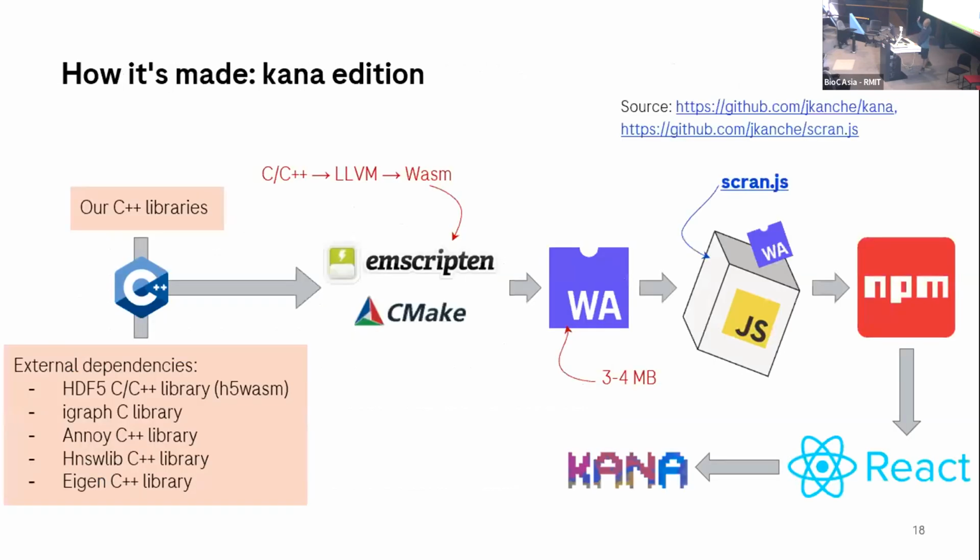Okay, anyway, once we have our C++ libraries, we can start to think about making a WebAssembly binary. How we do it is we use the Emscripten toolchain, which takes C++ code and compiles it into a Wasm binary. It does this using Clang and LLVM under the hood, and all of this is orchestrated using CMake. So at the end of the day, we get a WebAssembly binary that is 3 to 4 megabytes in size.